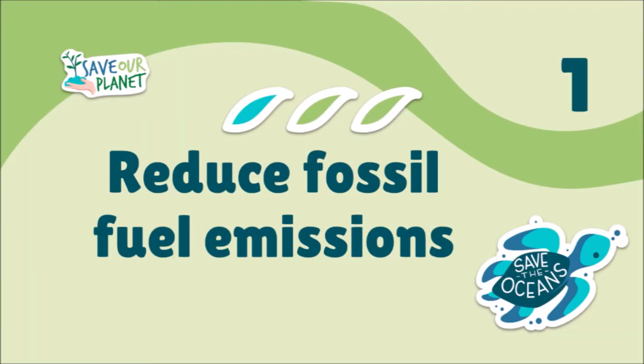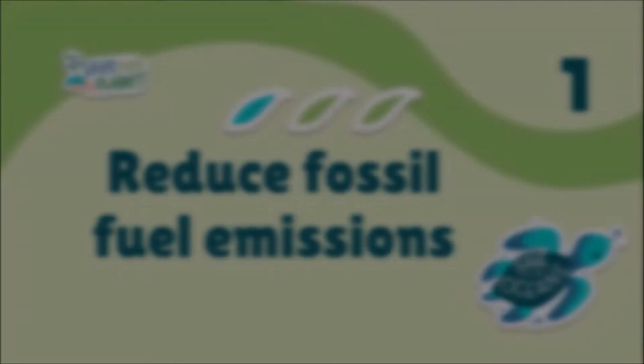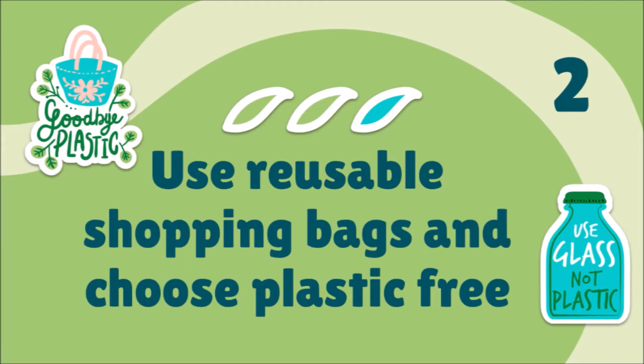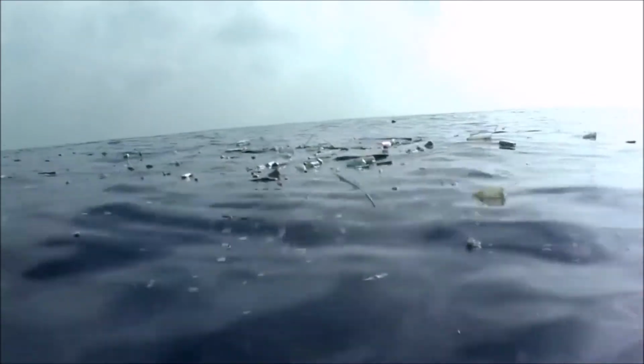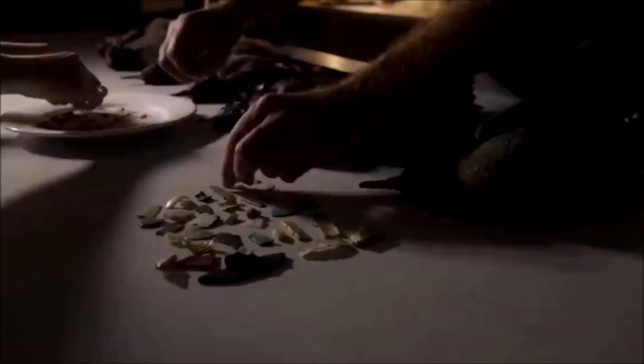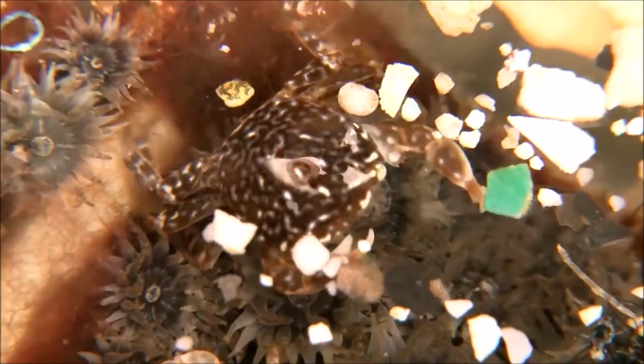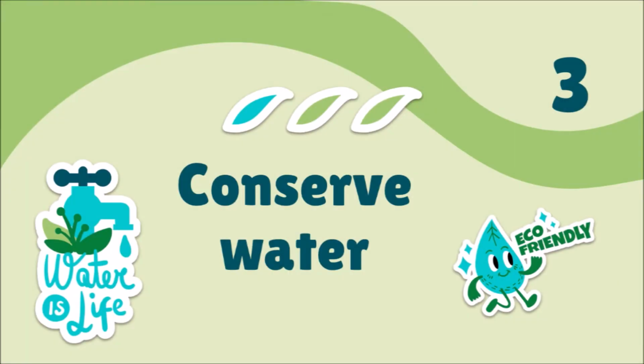Here are 5 simple steps to save the ocean. 1. Reduce fossil fuel emissions because they will lead to the widespread destruction of the ocean. 2. Use reusable shopping bags and choose plastic-free. Plastic bags can and will end up in our ocean, and they do break down into microplastics, releasing toxic additives into the environment. Many animals also confuse plastic bags for food.